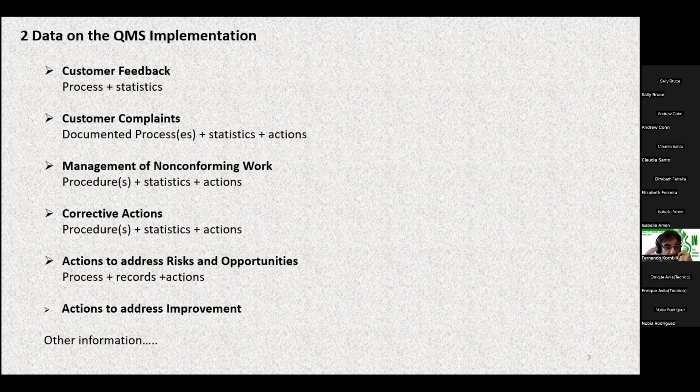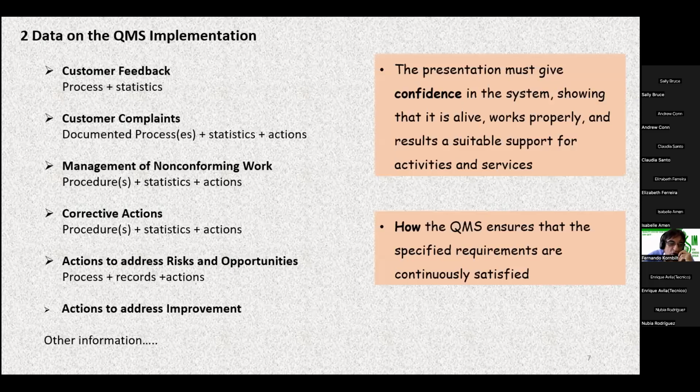If X amount of years and X amount of services, you never had a complaint? Is it either because you work perfectly or because you have a very poor complaint system? So you need to show that you have a really good complaint system, that you have a good nonconformity system. In other words, the presentation needs to grant trust to the delegates who vote on that.